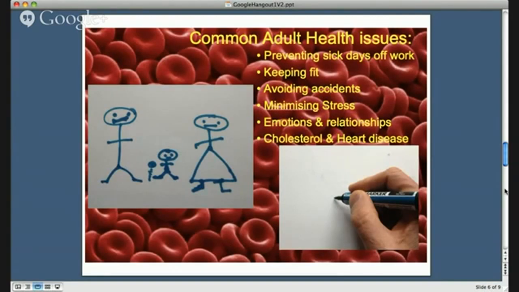And in this phase, health is more about preventing days off work. It's about keeping fit so that we can do the things we want to do. It's about avoiding accidents or minimising stress. Health, again, is emotional. It's about emotions and relationships. And then a bit later on in our adult lives, we start to become really conscious about cholesterol and how we're eating and heart disease and risks of major degenerative diseases.